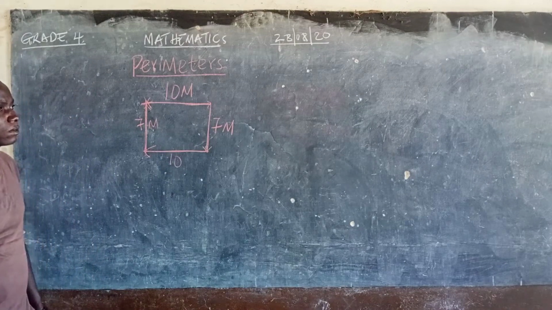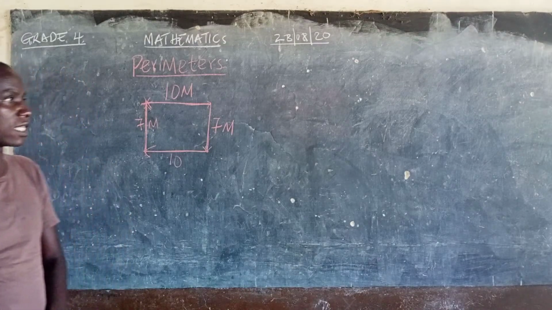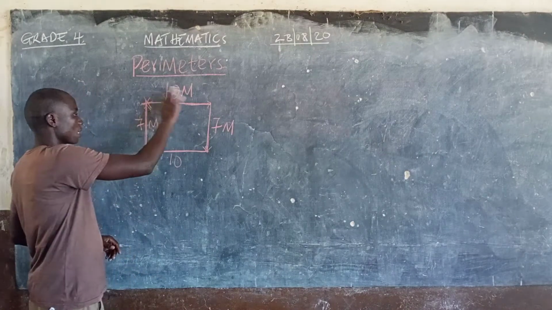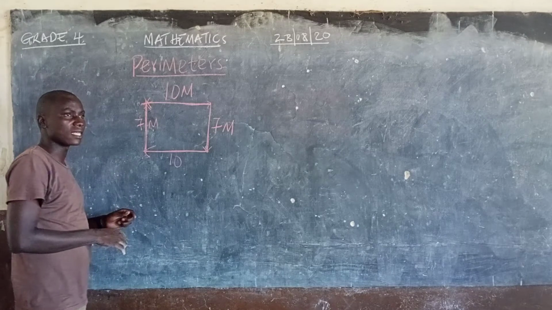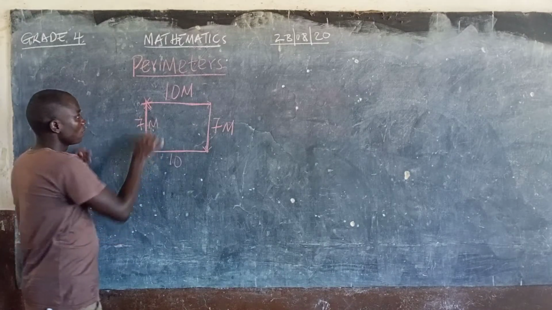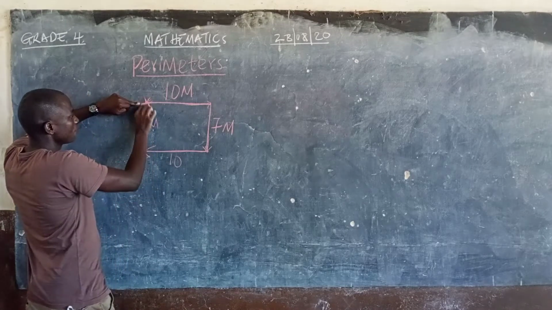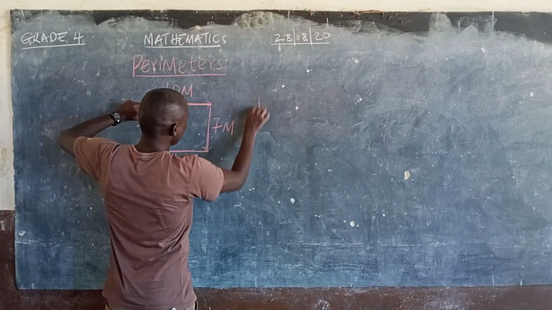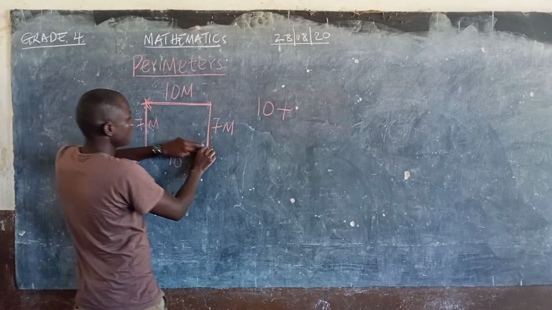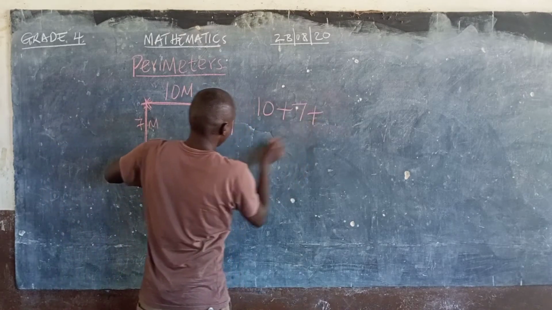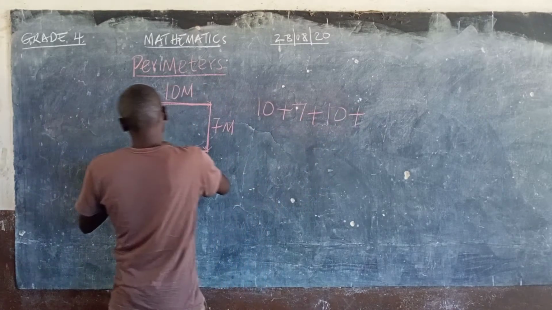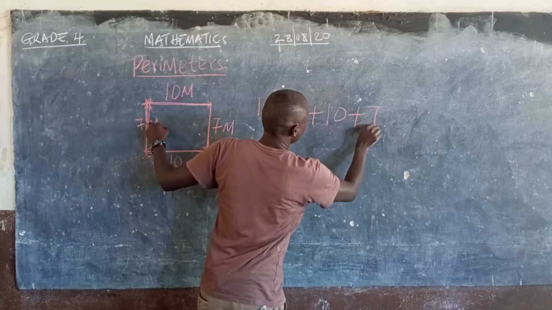So, how many meters will I cover in total? How do you work out the distance around the figure? Perimeter is the distance around the figure. So to get the distance around the figure, you add. You start from one point. Let me start from here. This is 10. You add 7. Plus this is 10. Plus this is what? 7.